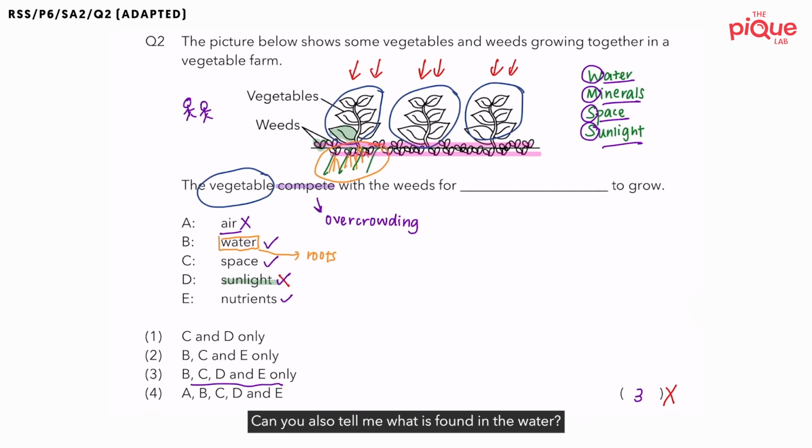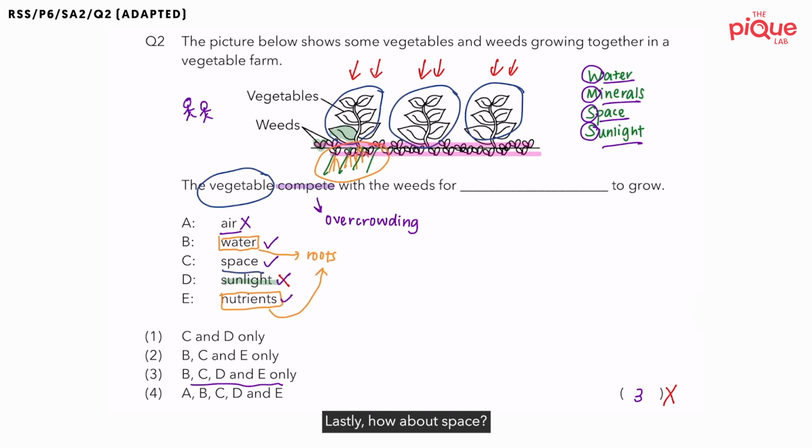Can you also tell me what is found in the water? Mineral salts are also going to be found in the water. And how are the mineral salts being absorbed by the plants? Dissolved mineral salts are being absorbed by the roots as well. Therefore, we can also say that the roots of the vegetables and the roots of the weeds are competing for a limited amount of nutrients found in the same area of the soil.